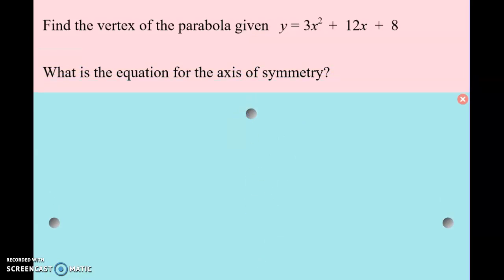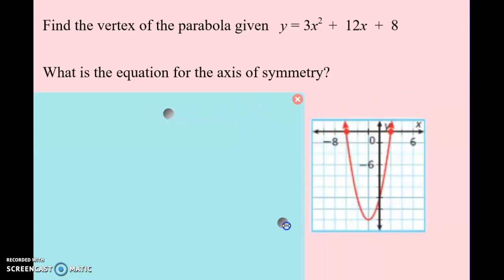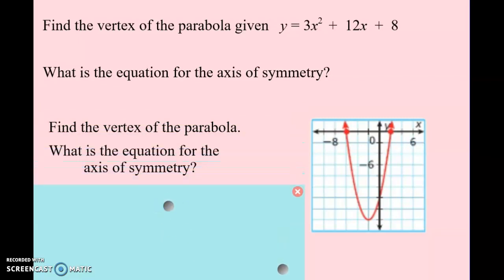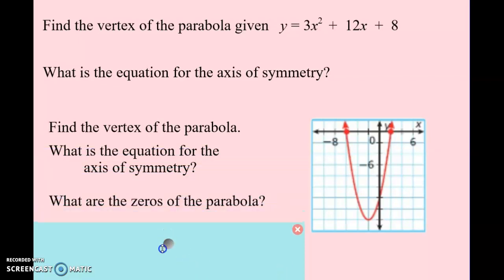What's the equation for the axis of symmetry? Look at this parabola that's graphed here. Find the vertex. What is the equation for the axis of symmetry? And what are the zeros of the parabola?